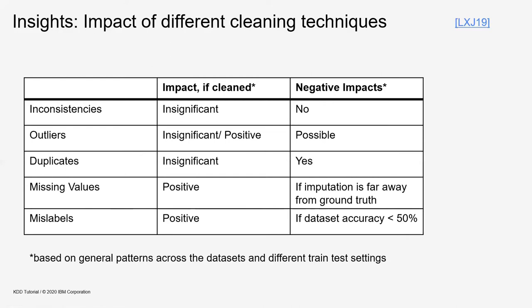And similarly, for noisy labels, the impact on the classifier is positive if they are cleaned. However, if the data set accuracy originally is less than 50%, then it is very hard to say whether a label is noisy or whether it is generally a hard classification problem. So the takeaway from this slide is that, based on the general patterns they saw across the different data sets and the different train-test settings, missing labels and missing values in general have a positive impact, and one has to be careful because it could have a negative impact based on the repair method that is chosen.